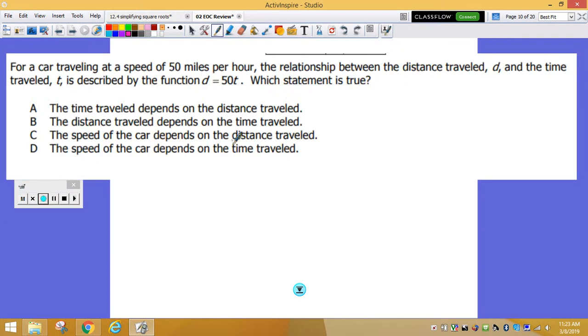Which statement is true? Well, before we even do this, let's figure out what is dependent. Dependent, remember, is what it equals, and it equals d. So what does d stand for? Distance traveled is dependent. So we're not even talking about speed, so it's not C or D. So between A and B, which one says distance traveled is dependent? Well, that's B.